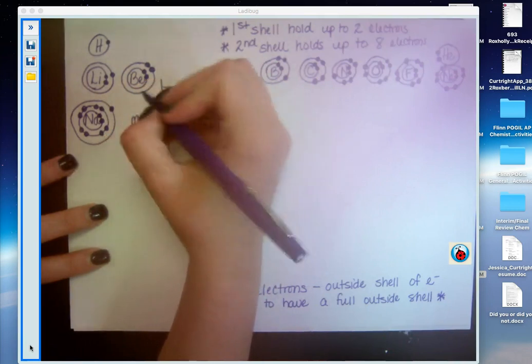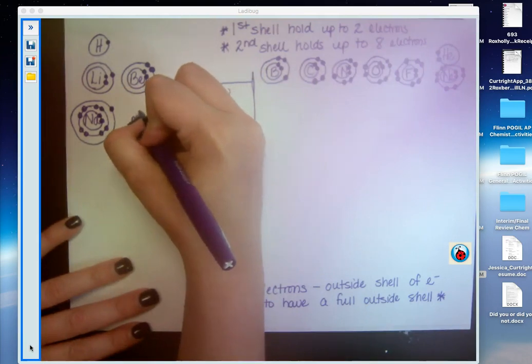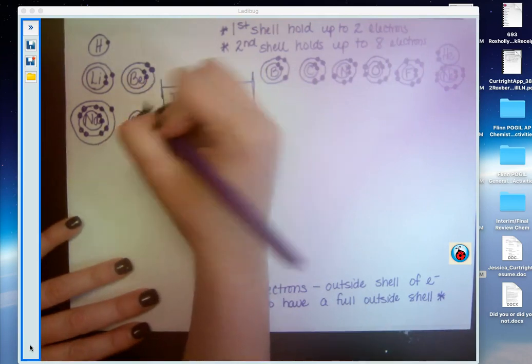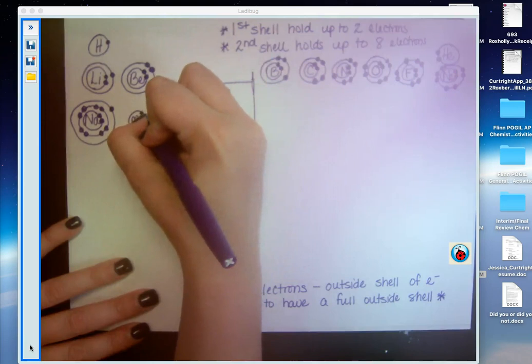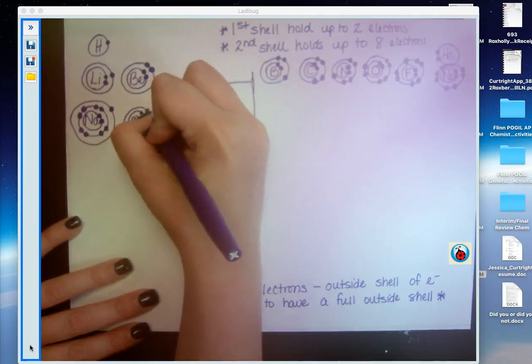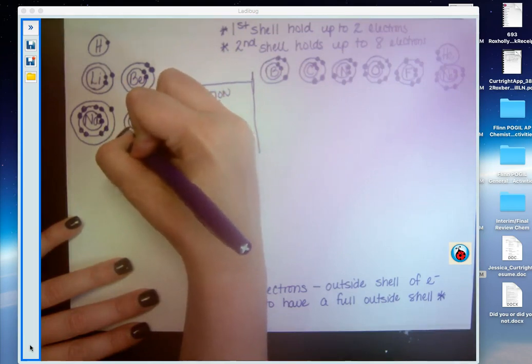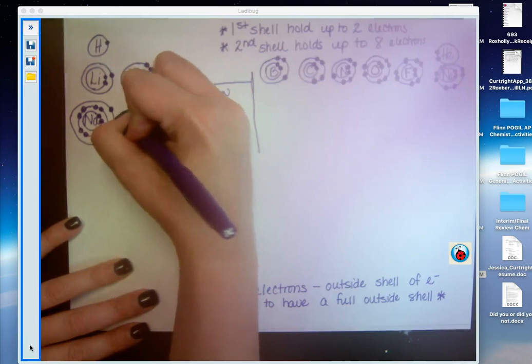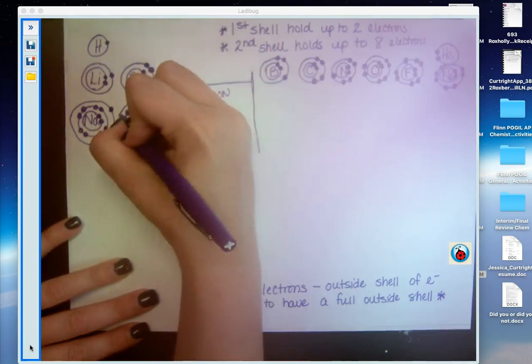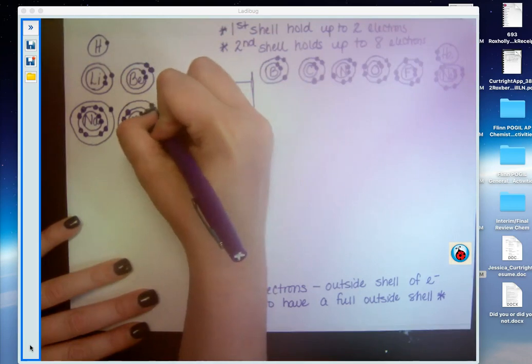And then the last one, maybe the last one we're going to do, don't know yet, is magnesium. Magnesium has an atomic number of 12. If you have 12 protons, you have 12 electrons. So 1, 2, second shell, 3, 4, 5, 6, 7, 8, 9, 10, third shell, 11, 12.